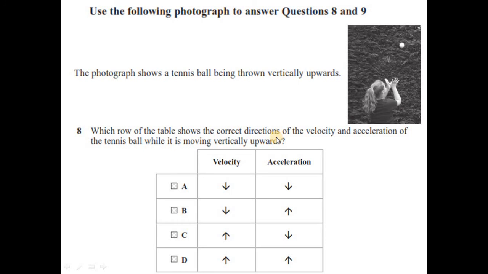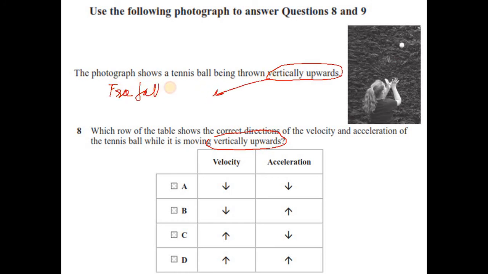Use the following photograph to answer questions 8 and 9. The photograph shows a tennis ball being thrown vertically upward. Which row of the table shows the correct direction of velocity and acceleration of the tennis ball while it is moving vertically upward? Remember, this is an example of free fall motion.